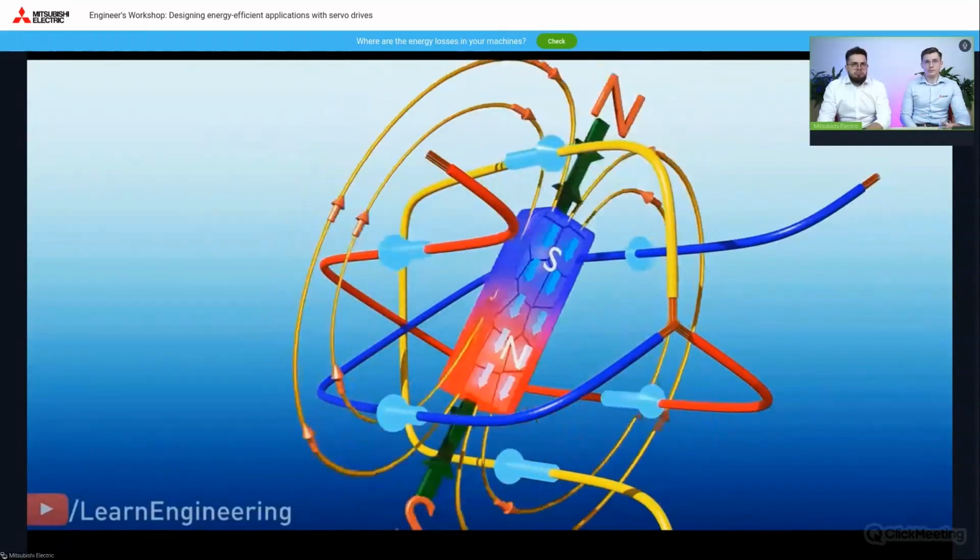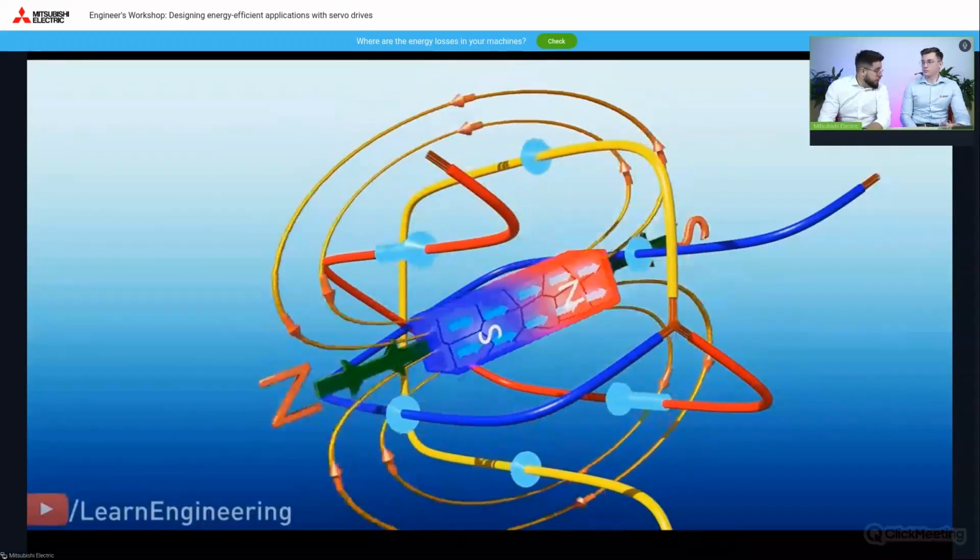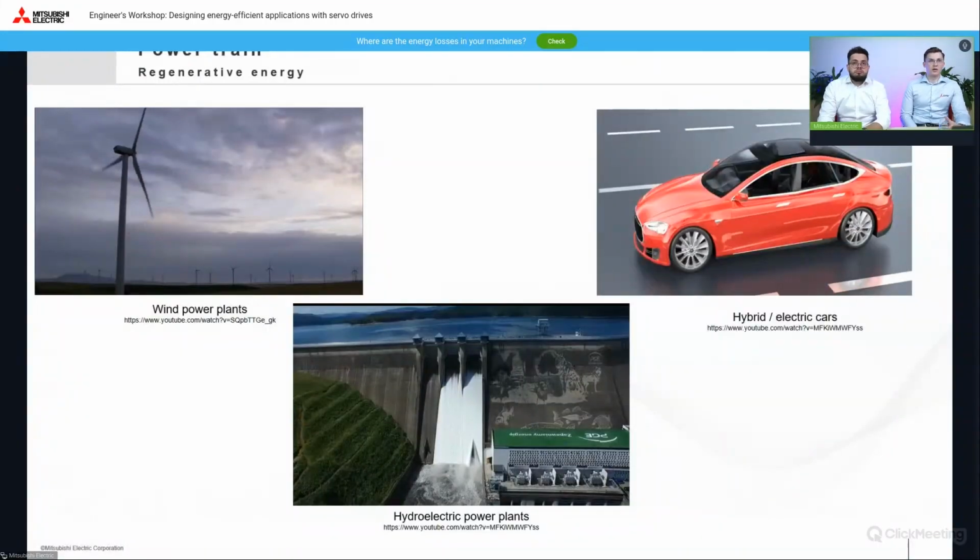Okay, so maybe let's show some examples from real life. Let's go. The easiest examples of the use of regenerative energy from real life are wind or hydroelectric power plants, where the wind or water drives the blades that drive the rotor, because there is also a generator. So let's say the motor, yes, electric motor. Or the other example, hybrid and electric cars, where we charge the battery during braking.